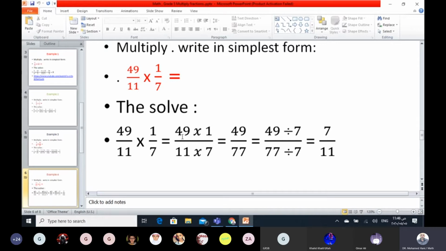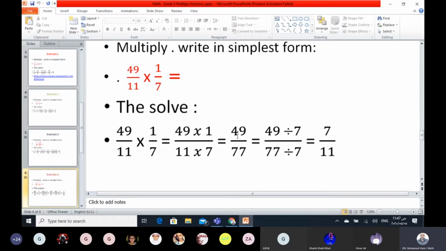Now 49 multiplied by 1 will be 49, as you see here, and 11 multiplied by 7 will be 77. Now here we have 49 over 77. This form is not the last answer. We can do the simplest form here.